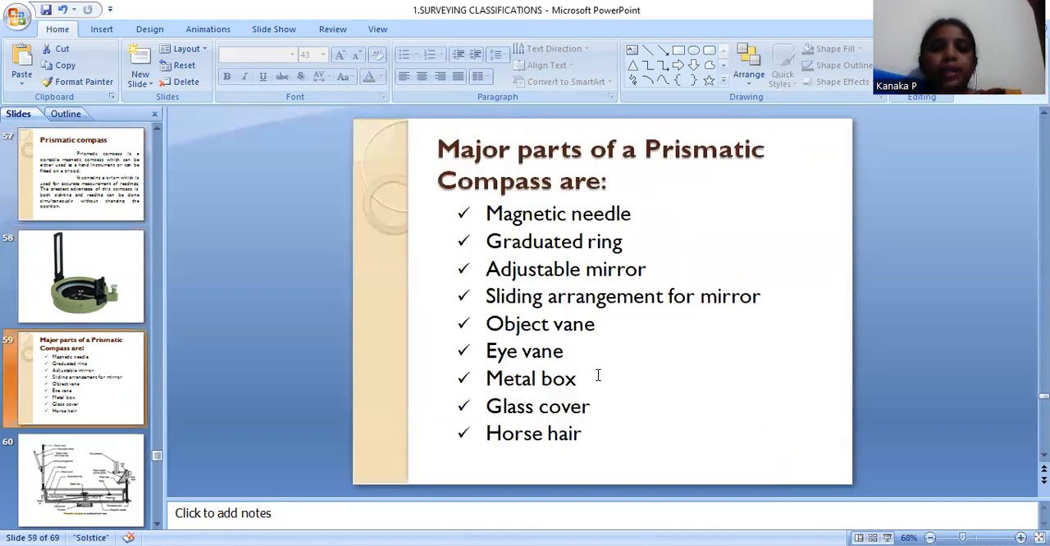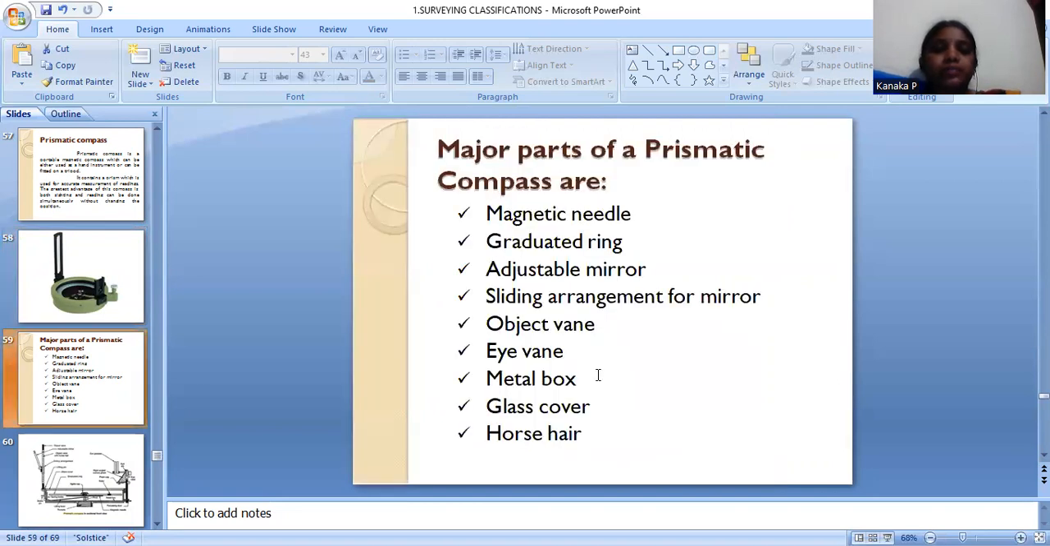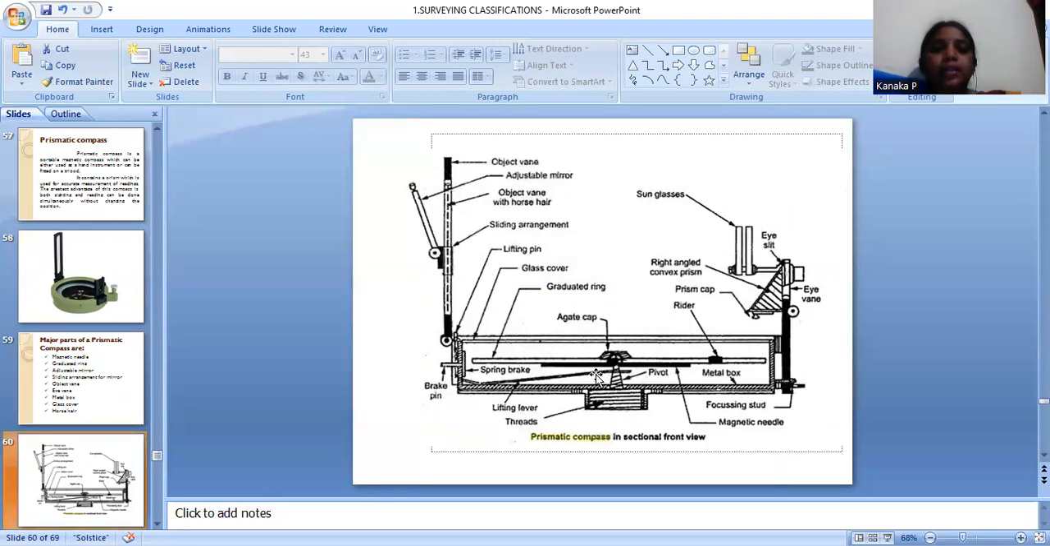So this is surveyor compass. Surveyor compass is 0 to 90 degree circle graduated ring, and prismatic compass is 0 to 360 degree. So major parts of the prismatic compass: magnetic needle, graduated ring, adjustable mirror, sliding arrangements for mirror, object band, eye band, metal box, glass cover, horsehair. So this is a prismatic compass.